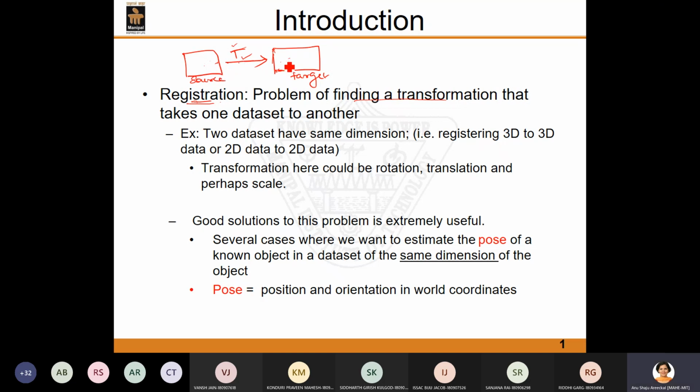Now, when I talk about source and target, in this case I was talking about 2D to 2D transformations. The registration can also be between 3D to 3D, or from 2D to 3D. So the registration operations that can happen could be between 2D to 2D dimensions, 3D to 3D dimensions, or 2D to 3D dimensions. We'll be discussing each case separately. First, we'll be dealing with the 2D to 2D transformations.